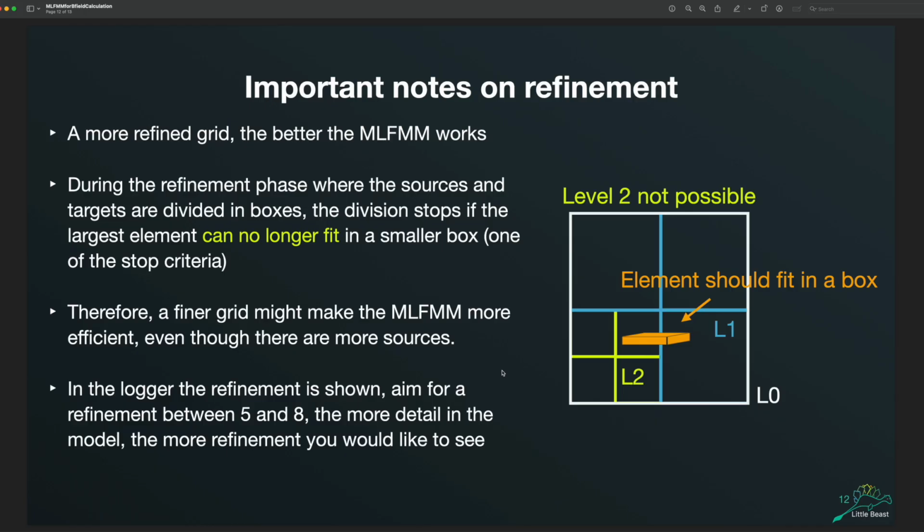The logger is actually showing the refinement. So if you see that it stops refining at level 3 or 4, you might want to do something about your element size. And then you can try and aim for a refinement up to level 5, well, up to level 8, but somewhere between 5 and 8. It's important to say that the more detail you have in your model, so if you have very fine bends in your wires, for instance, you would like to aim for a higher refinement level.